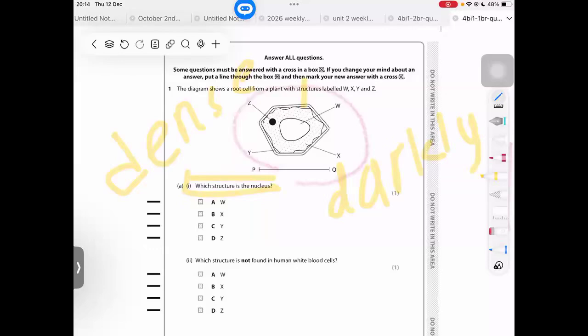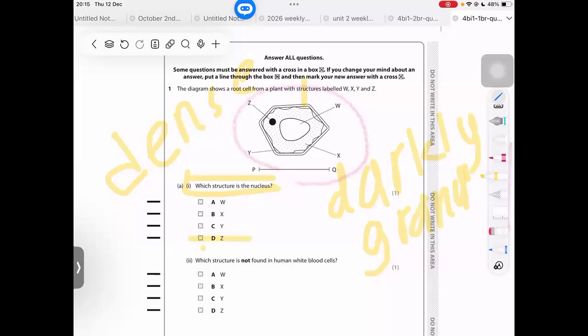That is why it appears as a darkly stained structure. Not only that, it also has granules in it, right? Granules. And also chromosomes are tightly packed. Because of this reason also, it appears as a darkly stained organelle. Therefore, the answer would be D, right?